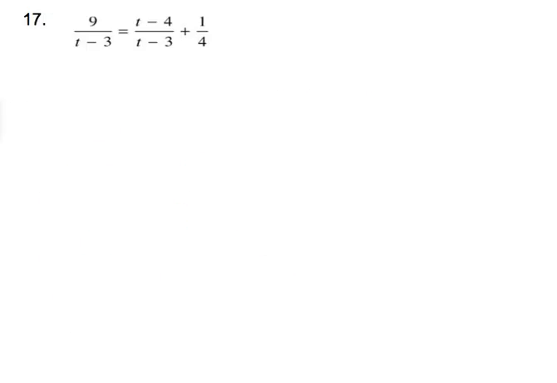Now in the case of problem 17, we have fractions being added and equal to fractions. So the first thing you want to do is eliminate the fractions. It's so much easier if you can get rid of the fractions. So you're going to multiply by the common denominator. I have a t minus 3 and a 4. So my common denominator I'm going to use is 4 times t minus 3. And that's the least common denominator that I can use. So I'm going to multiply everything by that common denominator.